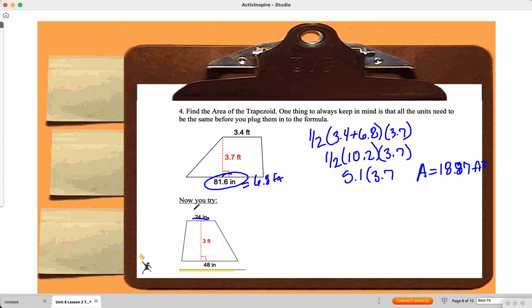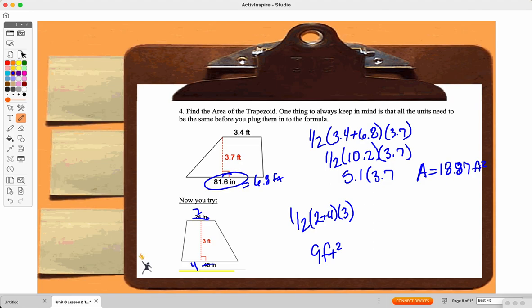All right, so I would have converted this to 2 feet, this down to 4 feet, and then I would have worked my problem. 2 plus 4 times 3. So this ends up being half of 6. Half of 6 is 3. 3 times 3, this is actually just 9 feet squared.